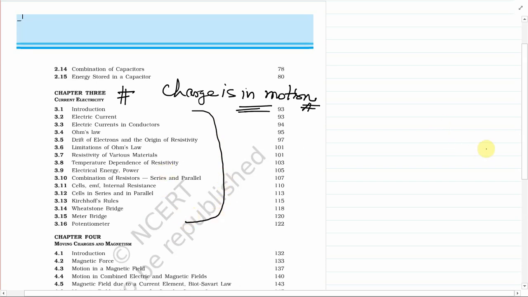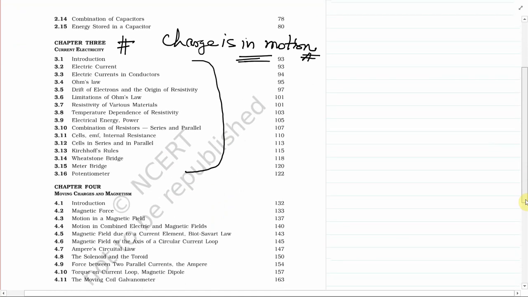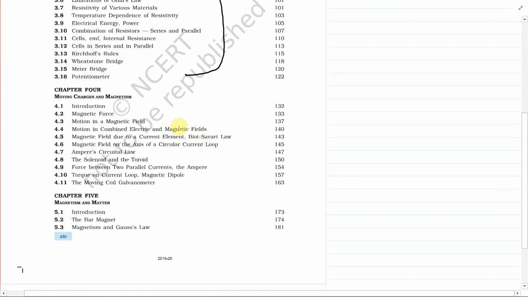And continuing to the effects of charge in motion, we have the magnetic field. Here you can see the name of the chapter itself is Moving Charges and Magnetism. In this chapter we will see that when charge is in motion, it induces a magnetic field. So this will be the content of our chapter 4 and chapter 5.